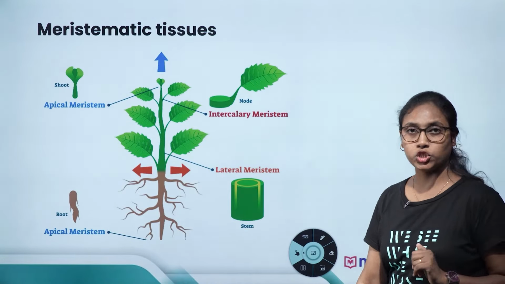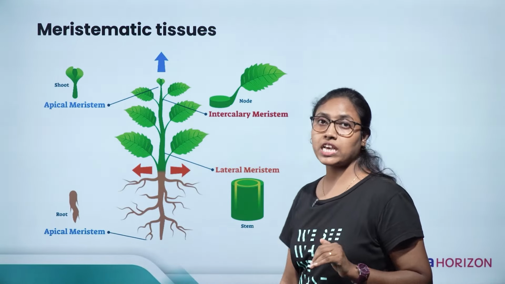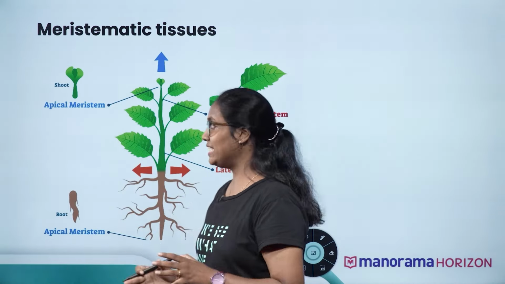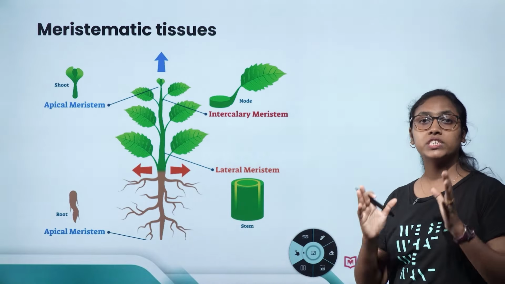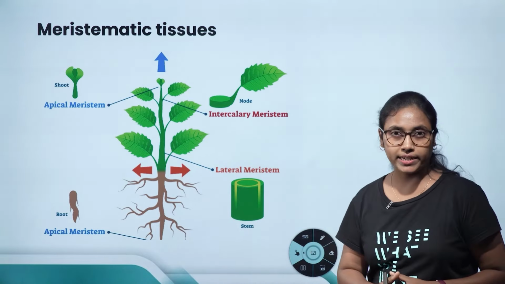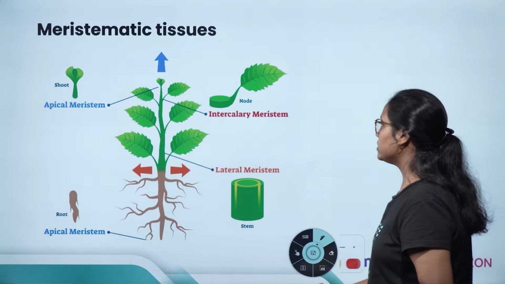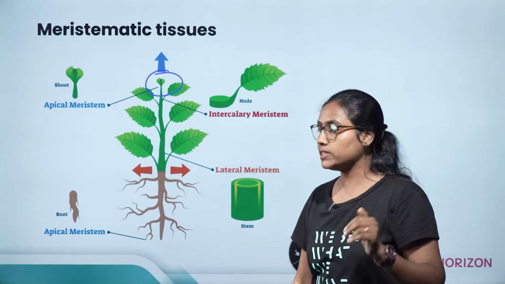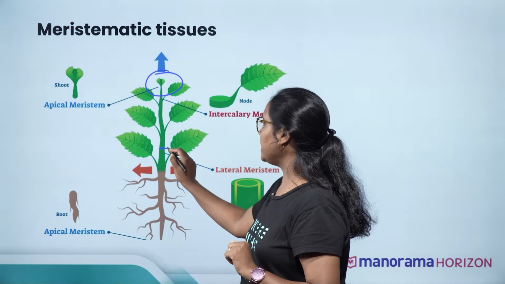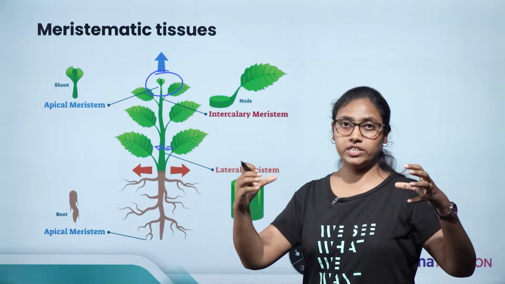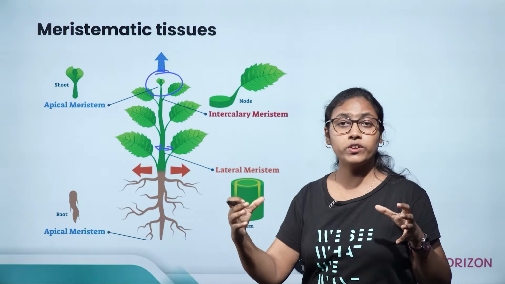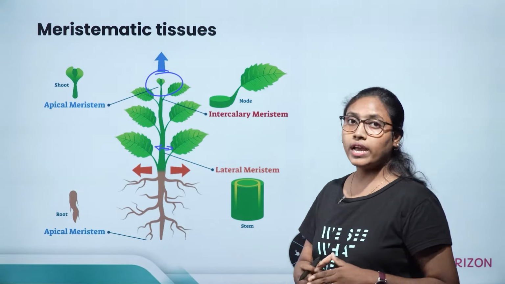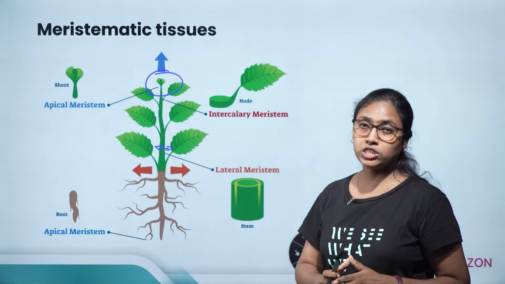Now meristematic tissues are seen in growing parts of the plant. Wherever we see that there is growth in the plant, those regions are covered with meristematic tissues. Usually the growth is seen in the tip region, so the height of the plant increases, as well as in the lateral region, which leads to the increase in the diameter of the plant. So meristem is divided into three.